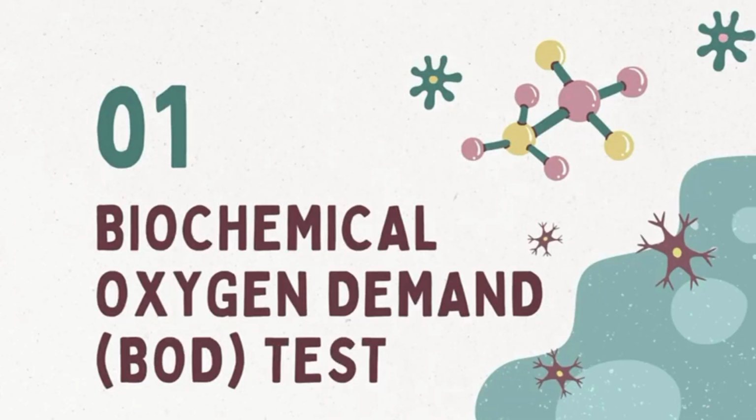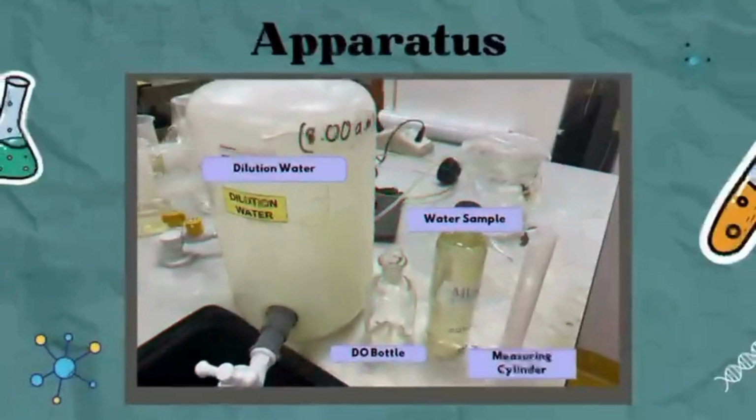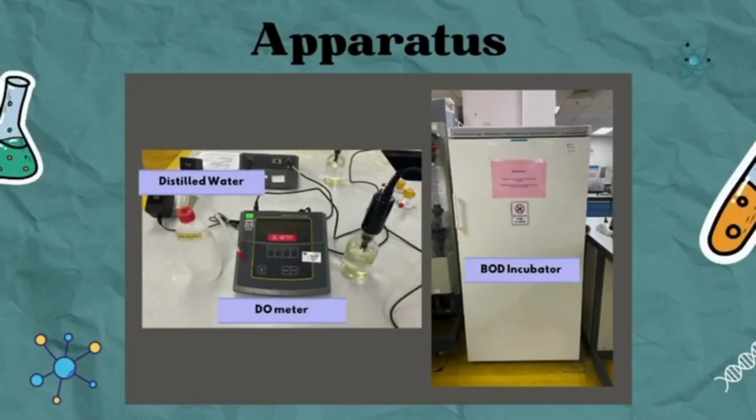Biochemical oxygen demand. Apparatus and material: dilution water, water sample, DO bottle, measuring cylinder, distilled water, DO meter and BOD incubator.